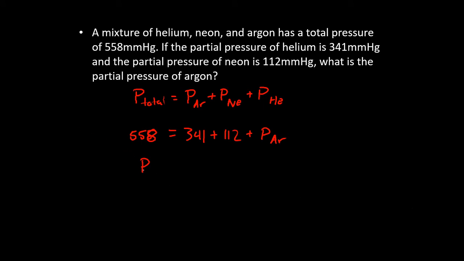The partial pressure of the argon is 105 millimeters of mercury. All right, hopefully that makes sense. Again, the total is the sum of the different parts.